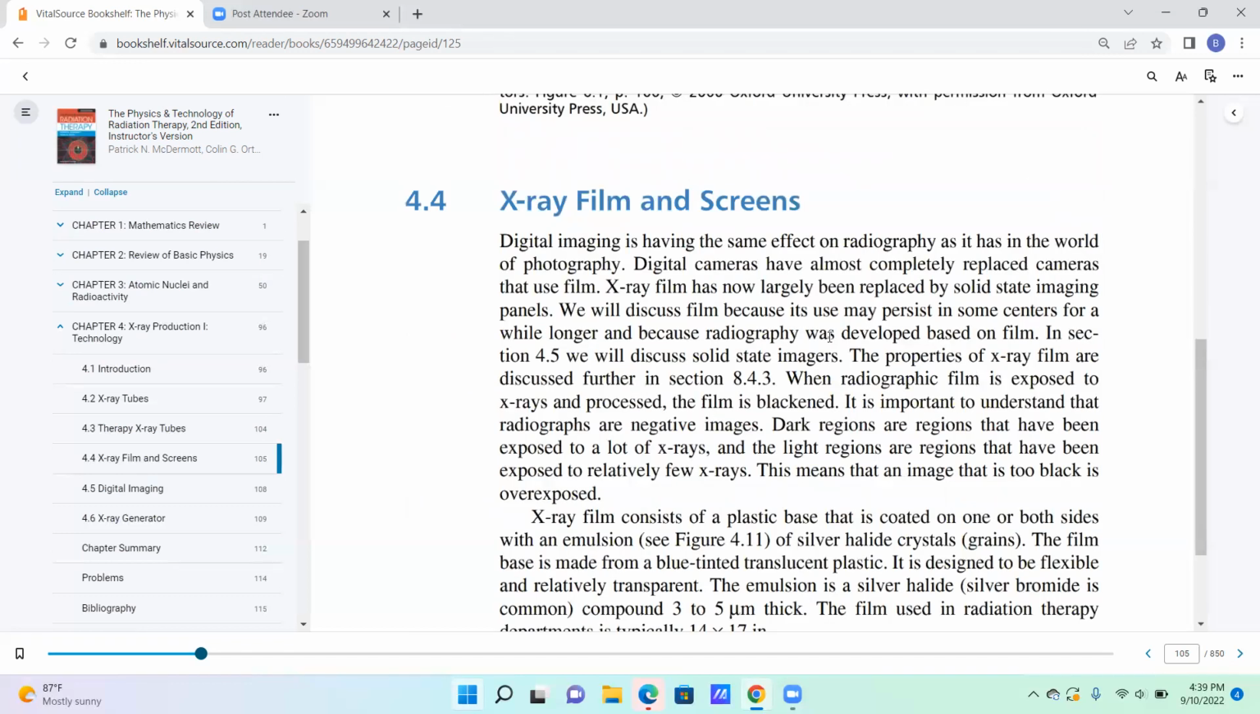So nowadays, you've got more digital imaging going on than what you used to have, which is people running back and forth to the X-ray room to develop the images and make sure you are on target.